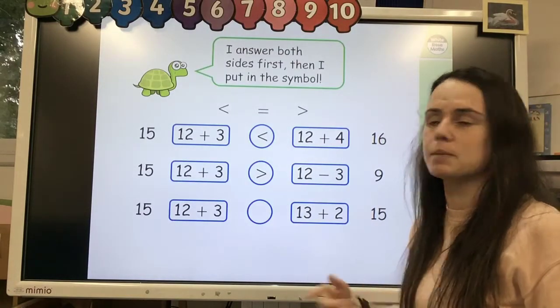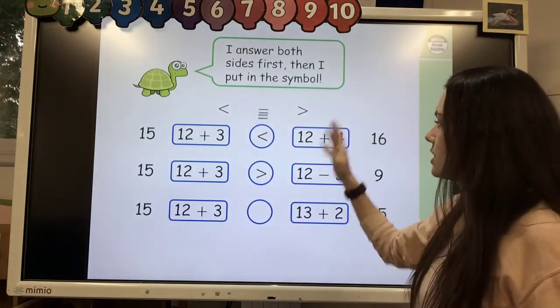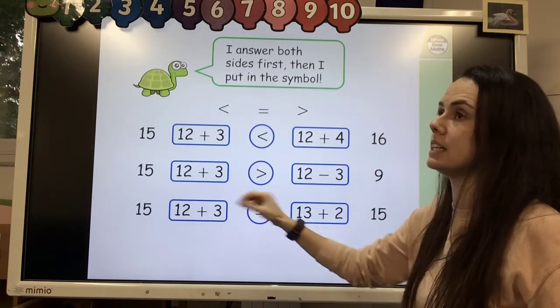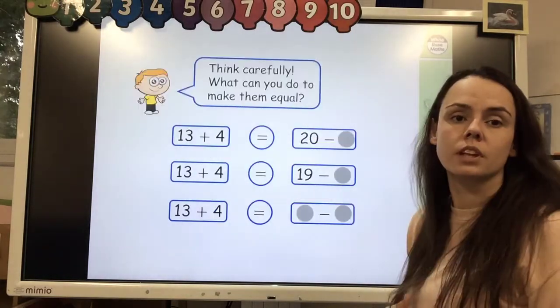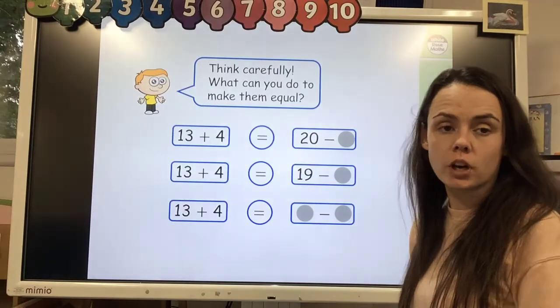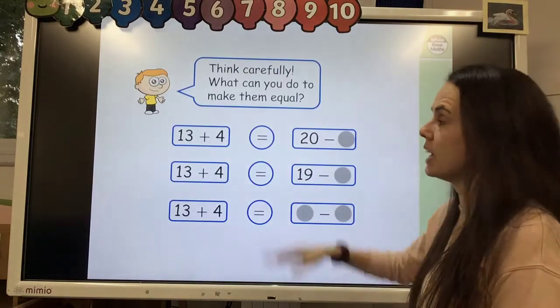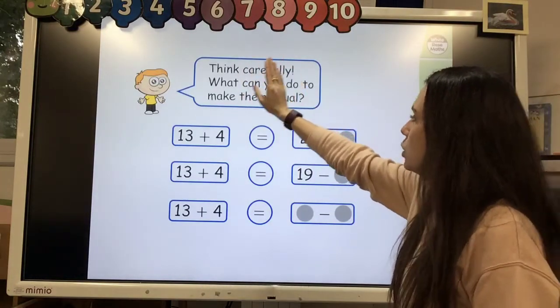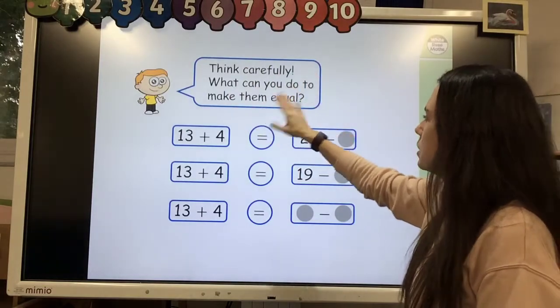It's the same, isn't it? It's this symbol here, it's the same as symbol. 15 is the same as 50. Okay, this time we've got a different question. It says, think carefully, what can you do to make them equal?